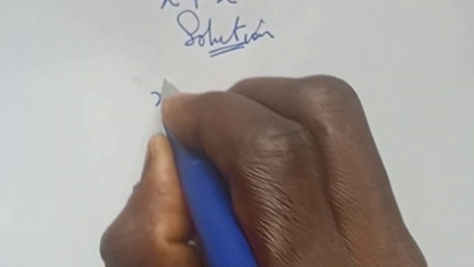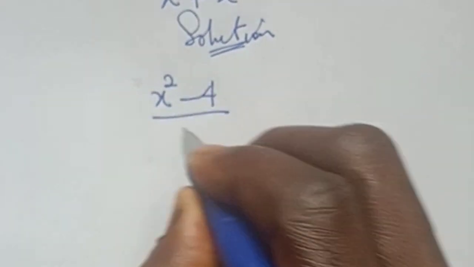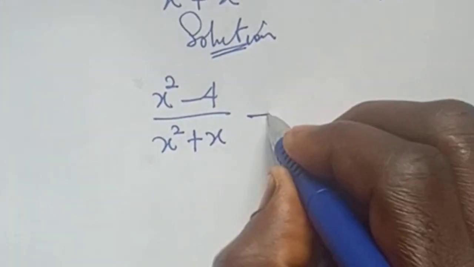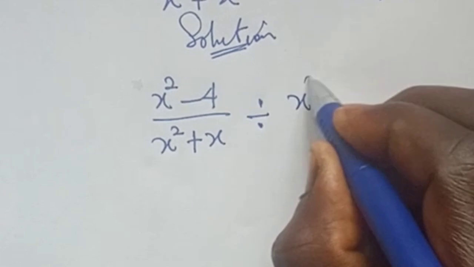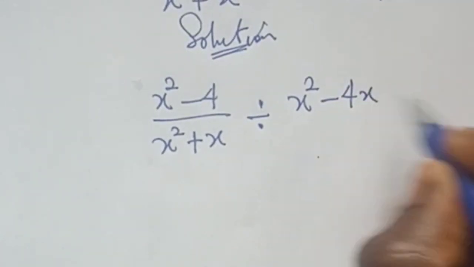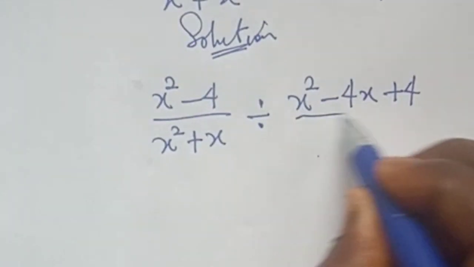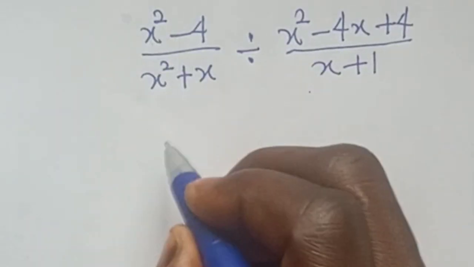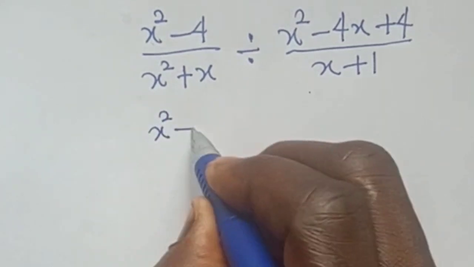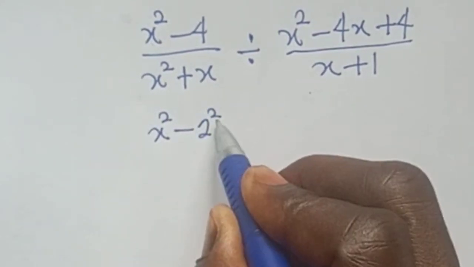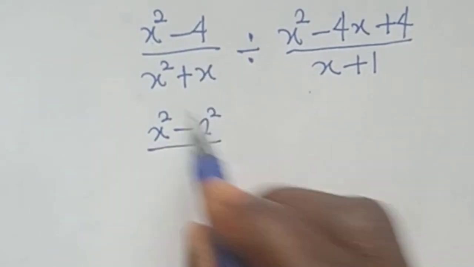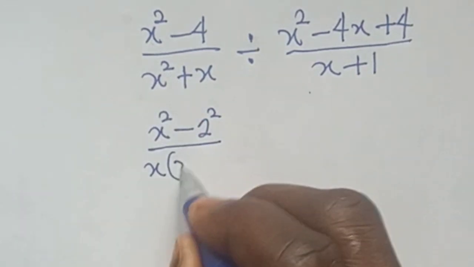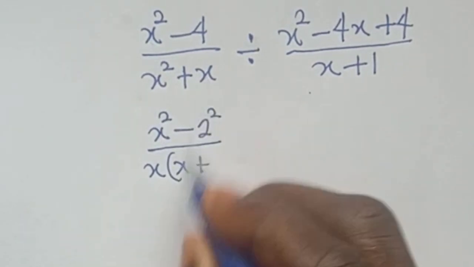Our equation (x^2 - 4)/(x^2) is to be divided by x^2 - 4x + 4, and this is over x + 1. This can be written as x^2 - 2^2, where 2^2 is equal to 4, all over x^2 + x, where what is common is x. x^2 divided by x will be x, plus x divided by x, what is left is 1.